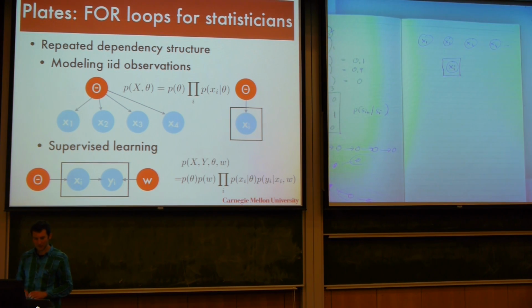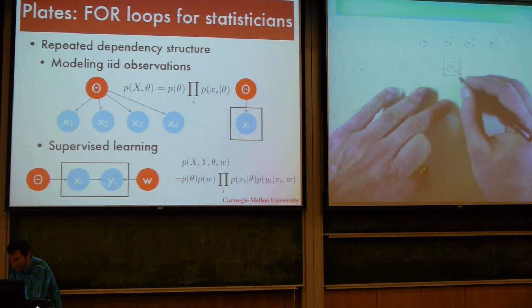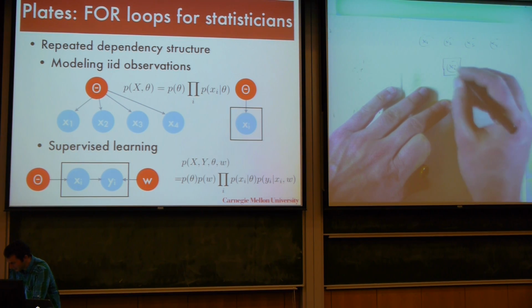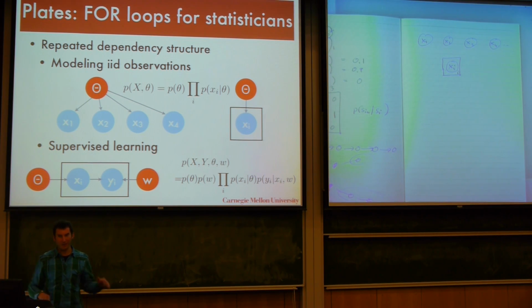This rectangular box just means repeat the objects inside this box. Usually you also say which variable you want to iterate over. In this case, we iterate over i. It's just like in a for loop, you don't just say for, you say for i equals 1 to 10.